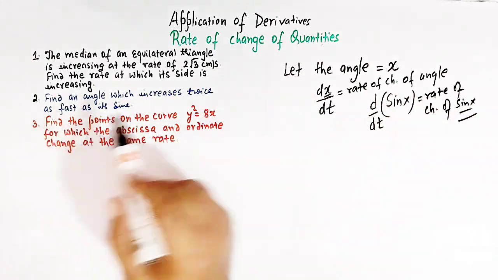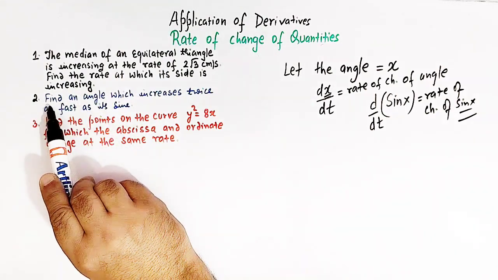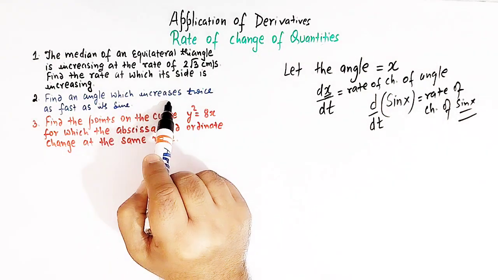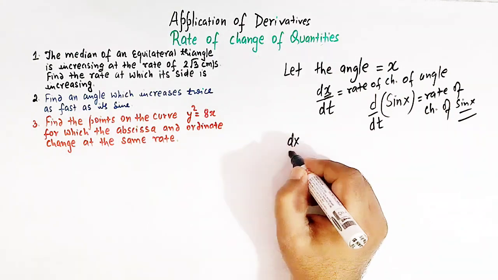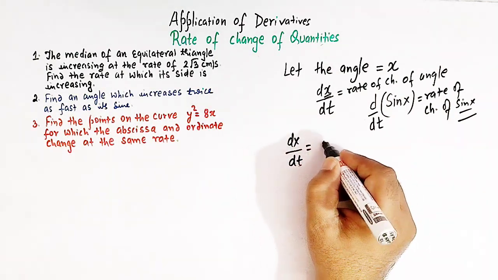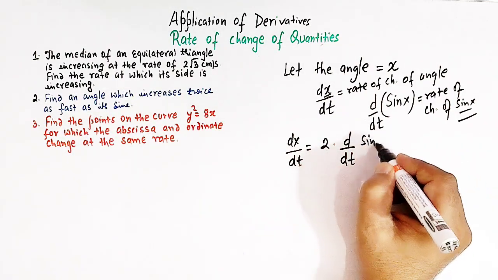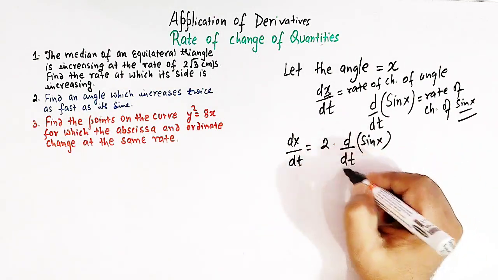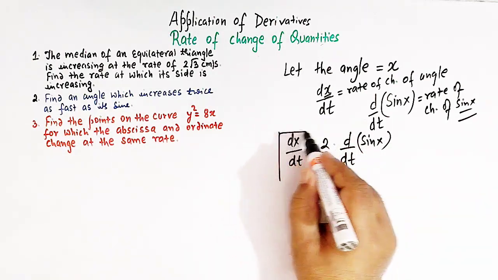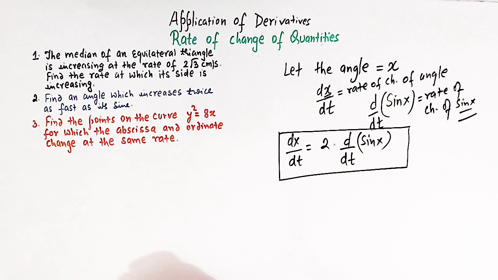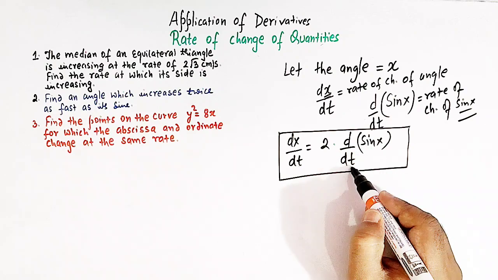So here let us read out the question one more time. We have: find an angle which increases twice as fast as its sine. So dx over dt must be equal to 2 times the derivative of sine x with respect to t, that is the rate of change of sine x with respect to t. So here we have to form this equation. Now let us find the derivative of sine x with respect to t.